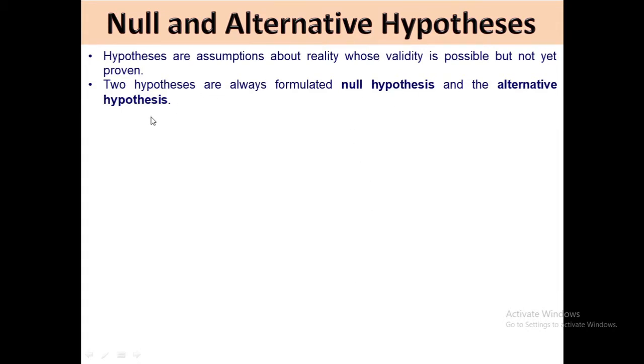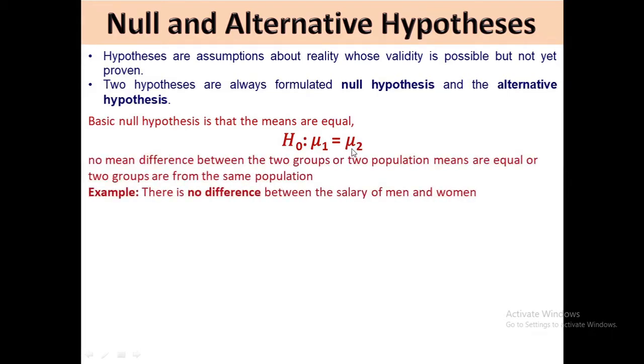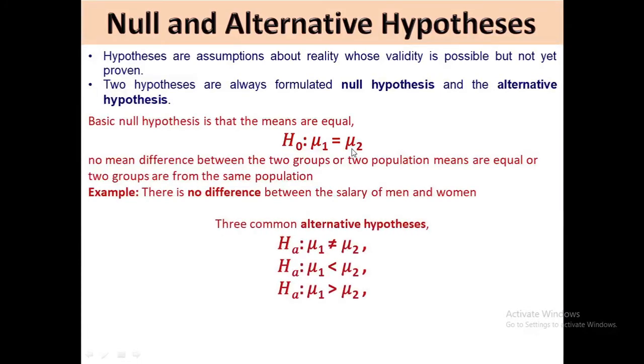For comparing two means, the basic null hypothesis is that the means are equal, or H0 says that mu1 is equal to mu2. Or we can also say there is no mean difference between the two groups in the population, or two population means are equal, or the two groups are from the same population. For example, there is no difference between the salary of men and women. Every null hypothesis always comes with an alternate hypothesis.